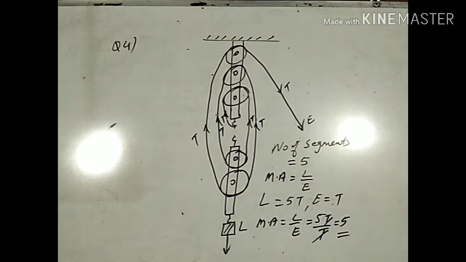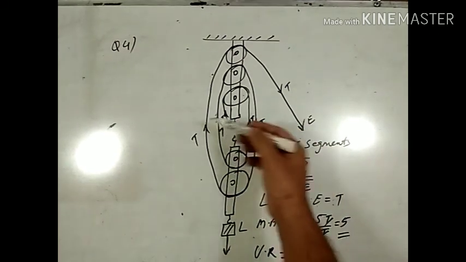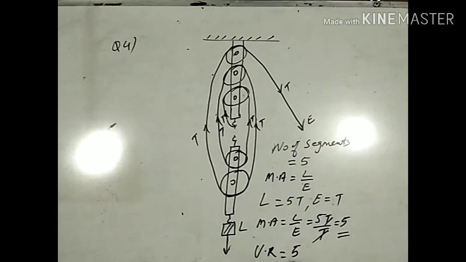What about the velocity ratio? In a block and tackle pulley system, velocity ratio is always equal to the number of segments supporting the load. How many segments are supporting the load? Very simple, 5. So we got the value of velocity ratio 5. Though it is not asked, we have calculated it.